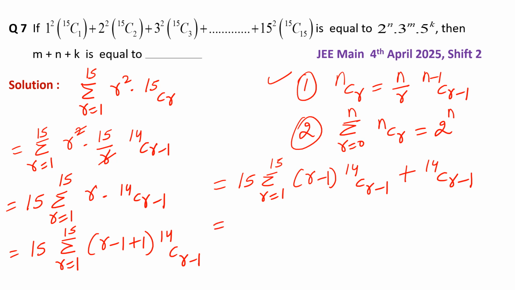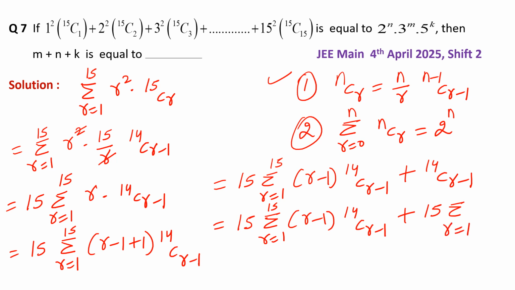Now students, we will break this summation into two summations. The first summation becomes 15 into summation r varying from 1 to 15 of (r minus 1) into 14C(r minus 1), and the second summation becomes 15 into summation r varying from 1 to 15 of 14C(r minus 1). Right?